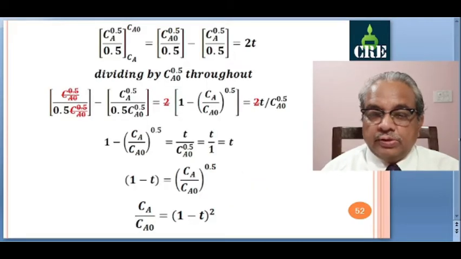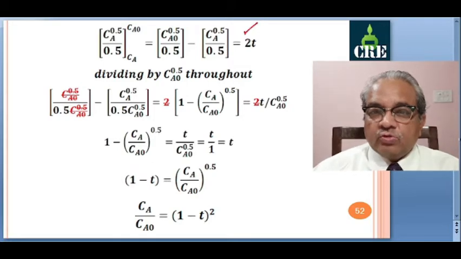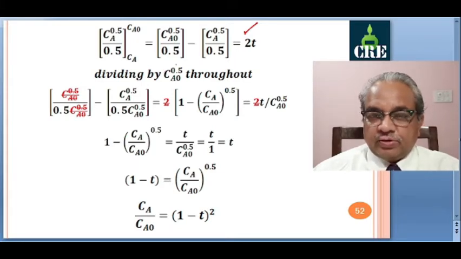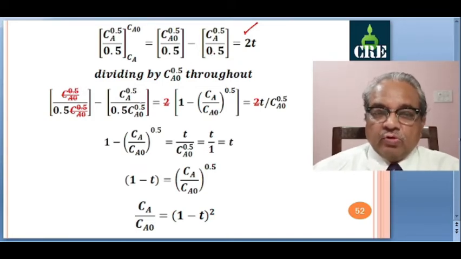Solving this integral we get Ca0 raised to 0.5 divided by 0.5 minus Ca raised to 0.5 divided by 0.5, and that is equal to Kt. I have substituted K equal to 2, which is the given value. We want the relationship in the form of Ca by Ca0 so that we can use the model equations. So I divide this by Ca0 raised to 0.5 throughout so that I get Ca by Ca0.